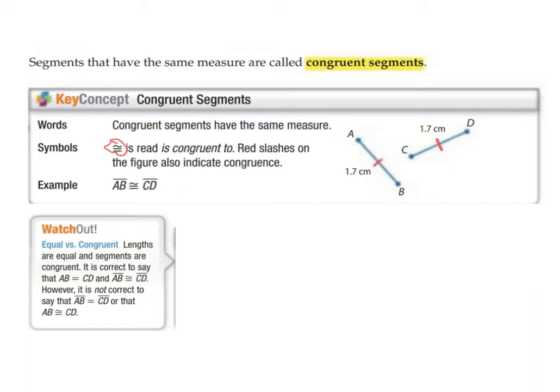So equal and congruent are kind of similar, but they're different also. Basically the lengths are equal and segments are congruent. It is correct to say that AB equals CD, and that segment AB is congruent to segment CD. However, it is not correct to say that segment AB equals segment CD or that length AB is congruent to length CD. Notice the difference is when I have an equal sign, I do not have line segments on top, whereas when I do have the congruent symbol, I do have the line segments on top. So that is the main difference.